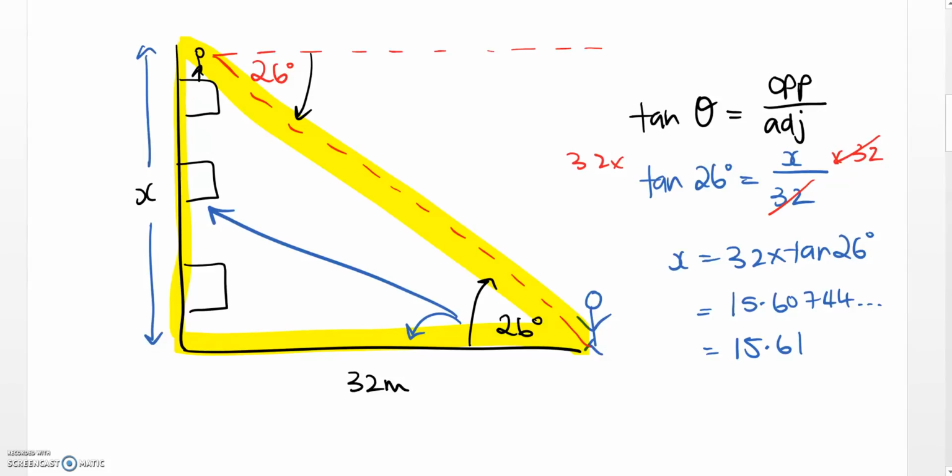So what I can say from this is I am 15.61 meters up the building. And that's the end of the question.